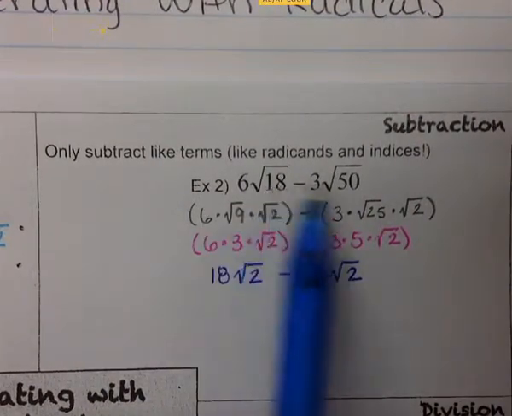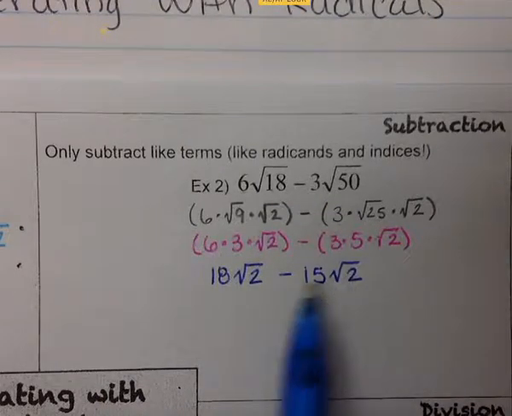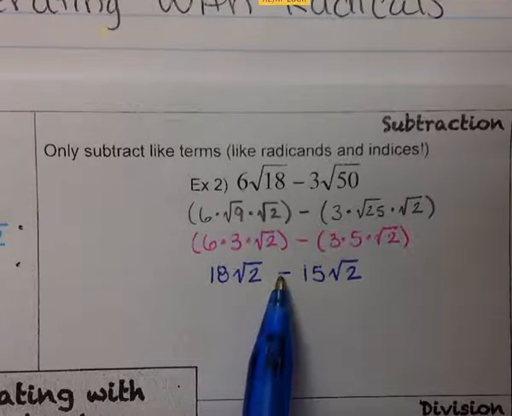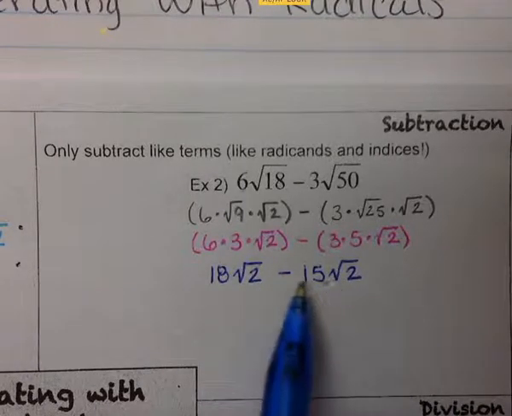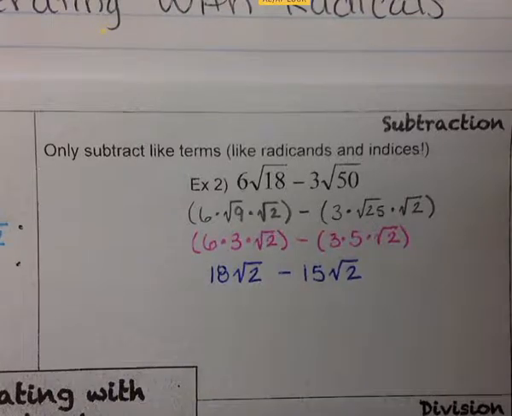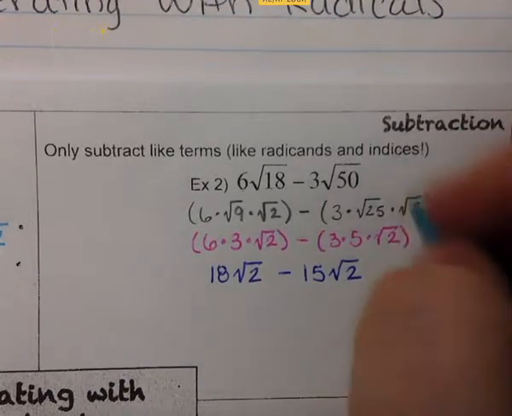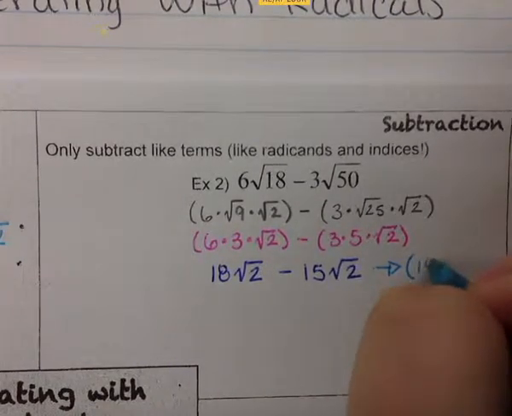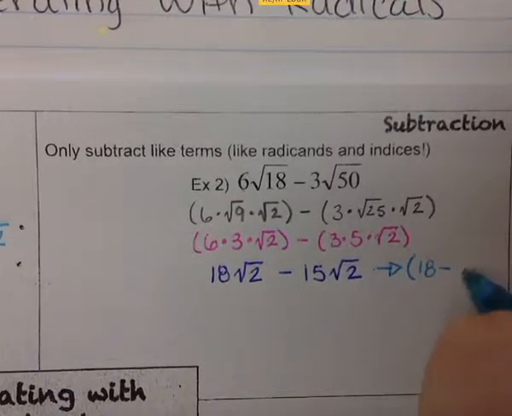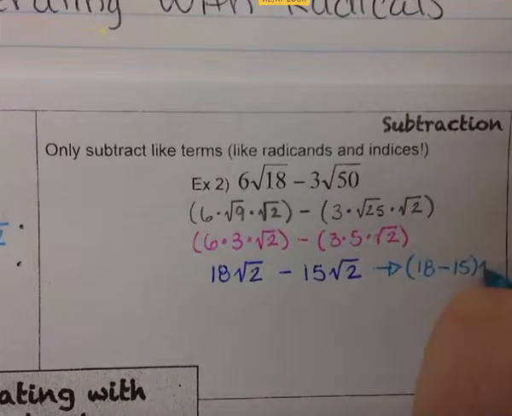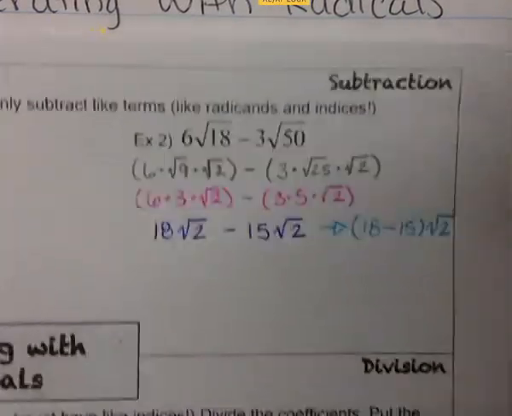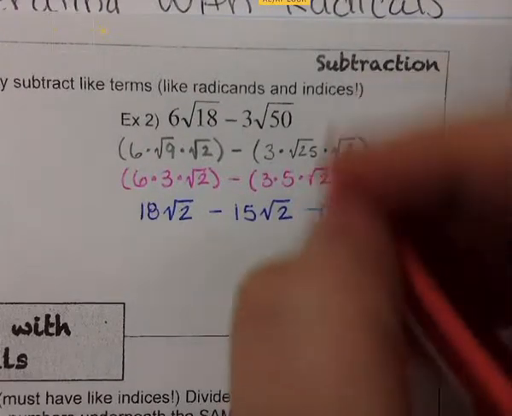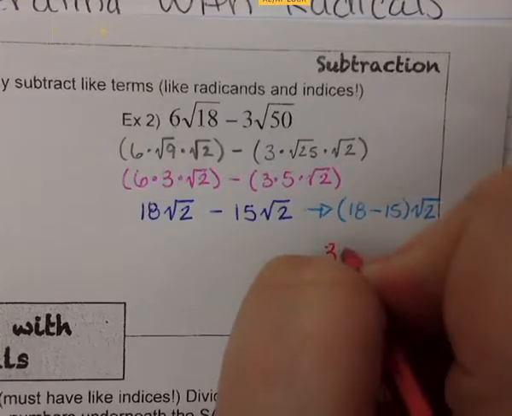They originally did not have like radicands, but now they do. That means that we can subtract them or add them, whichever one it says. So what we want to do is our like terms, that square root of 2, will stay as the square root of 2. So again, we're only focusing on the coefficients of 18 minus the 15, and we keep that square root of 2 because that's that like term. So our answer becomes 18 minus 15 is 3, and we keep that square root of 2.